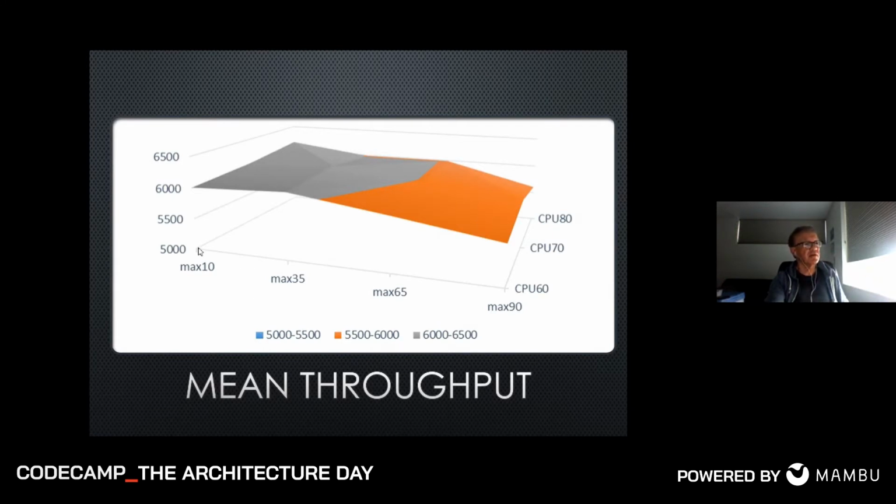So here you can see this would be maximum of 10 concurrent requests and CPU of 60. That would be this value here. CPU 80%, maximum concurrent requests 90. This would be this value here. And this response surface just kind of predicts the values that fall in between the points that we have actual data for. So you can see that the peak performance is somewhere around here, which is maximum of 65 concurrent requests per second, and CPU around 70. Roughly, you can see that from this particular picture.